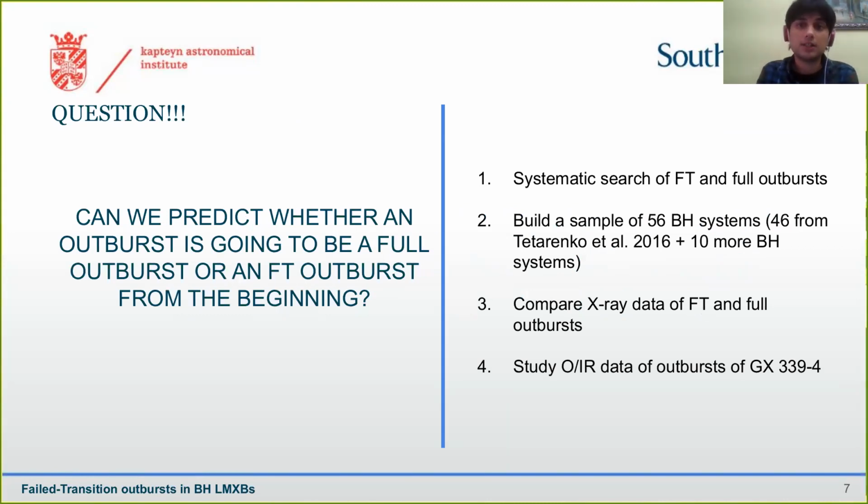First, we carried out a systematic search of FT and full outbursts in the literature. Then we built a sample of 56 black hole systems undergoing 128 outbursts. And we compared all the available X-ray data of FT and full outbursts. At this point, we realized that we only had enough data of sources showing both full and FT outbursts in 3 sources: GX 339-4, H1743, and GRS 1738. And finally, we studied the optical and infrared data of outbursts of GX 339-4.